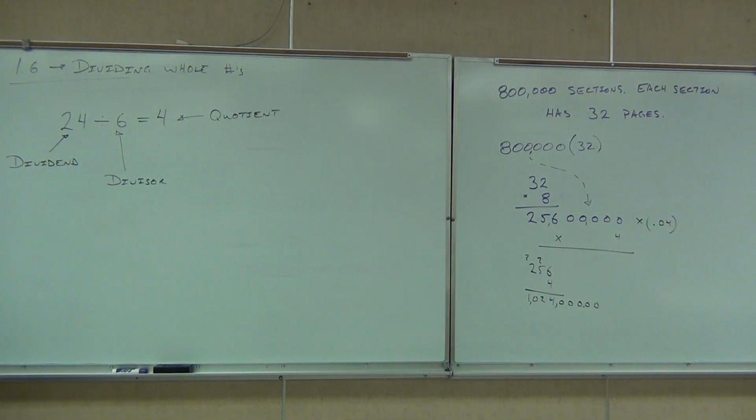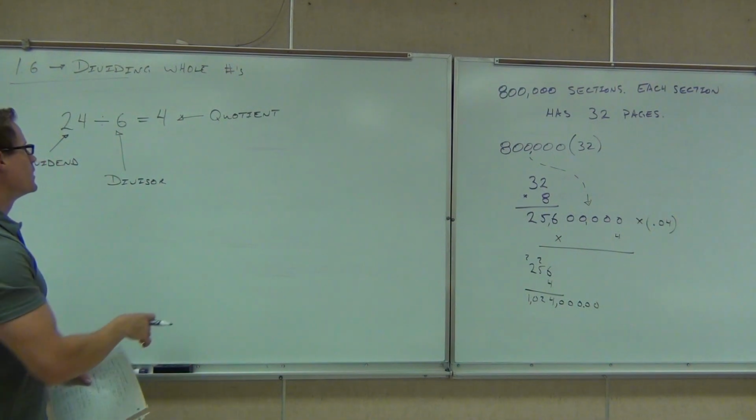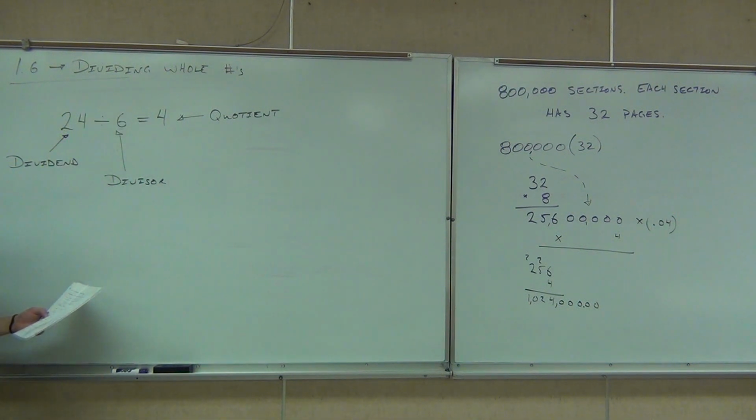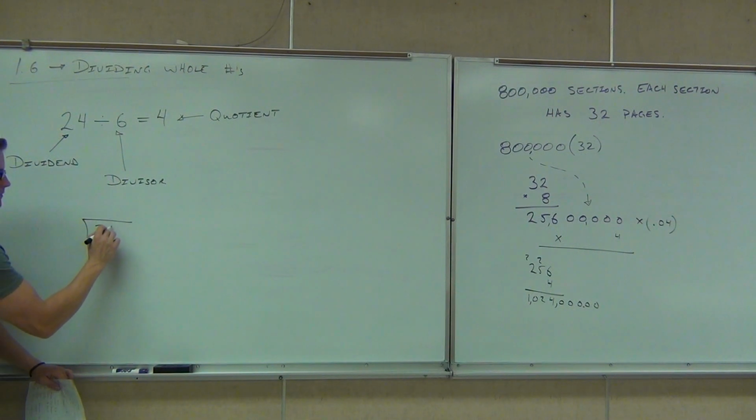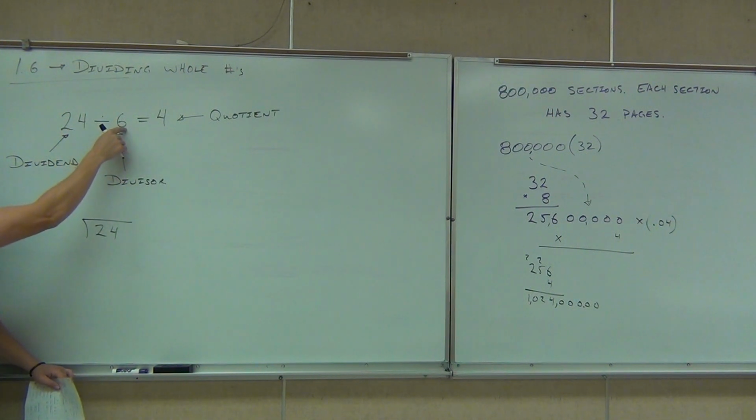And there's a few different ways that we can represent this problem. We could do just the standard 24 divided by 6, but there are also some other options for us. Oftentimes you'll see it like this. You ever seen that symbol before? Which number is going to go inside of our division symbol here? 24. First number goes inside. The divisor is going to go on the outside, and our quotient would go on the top.